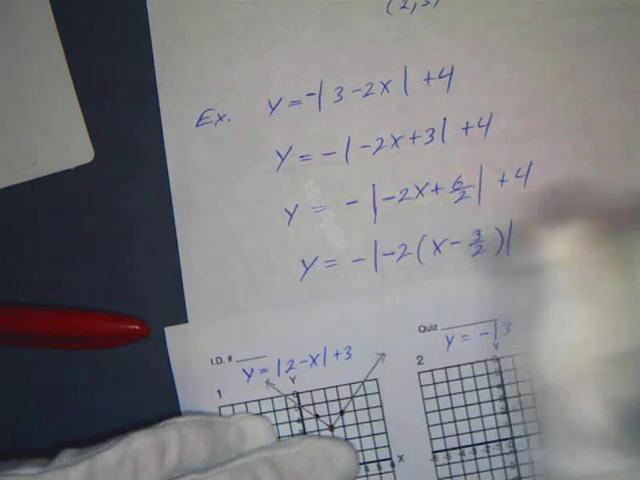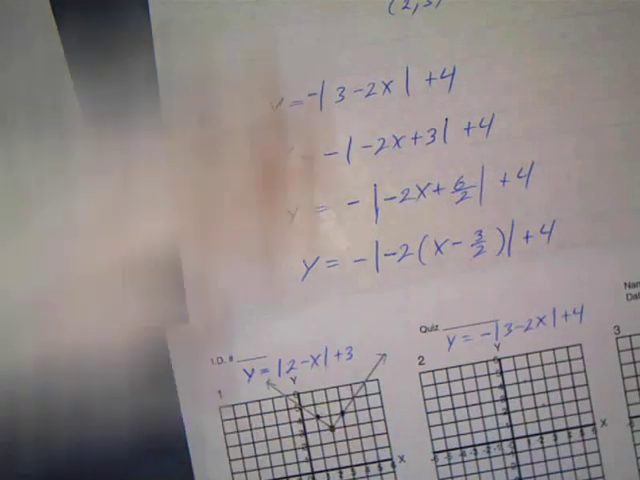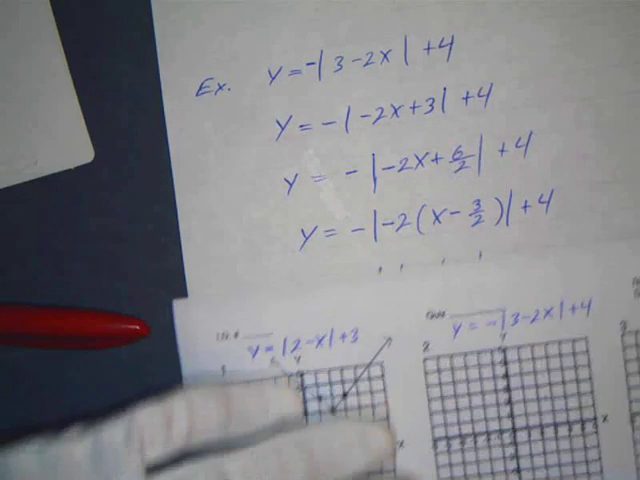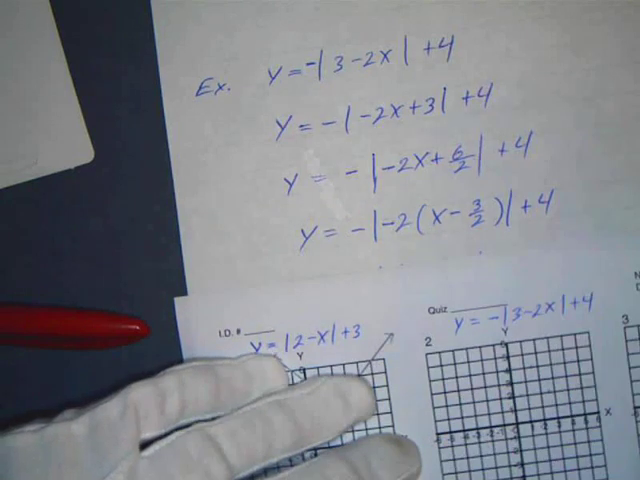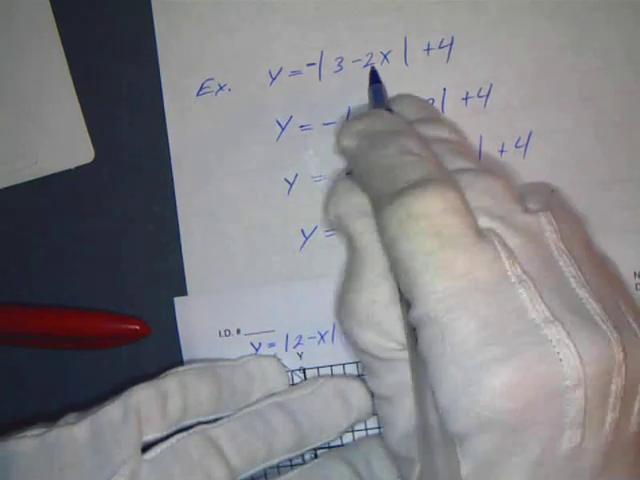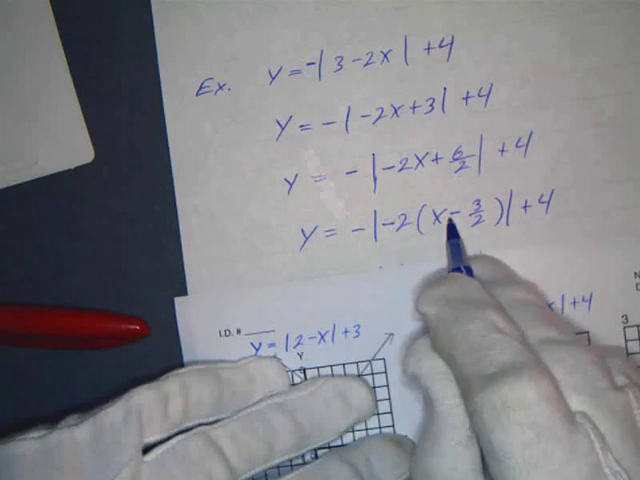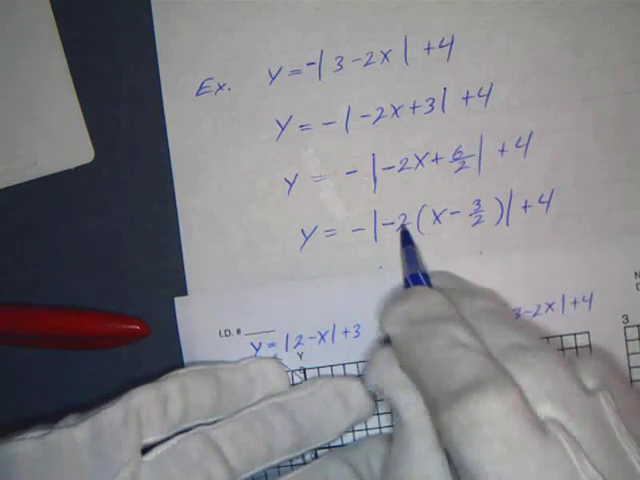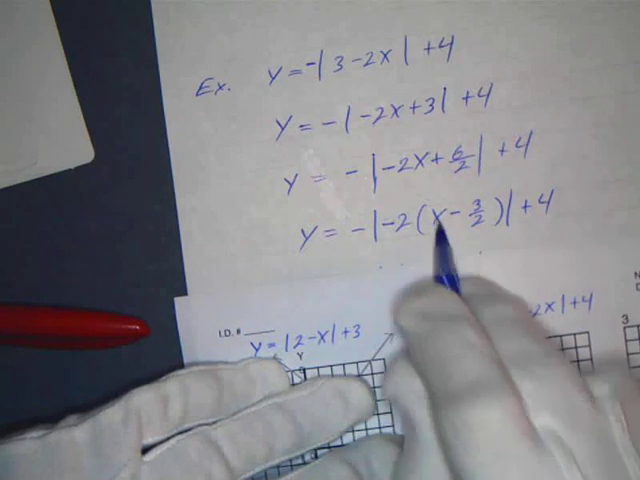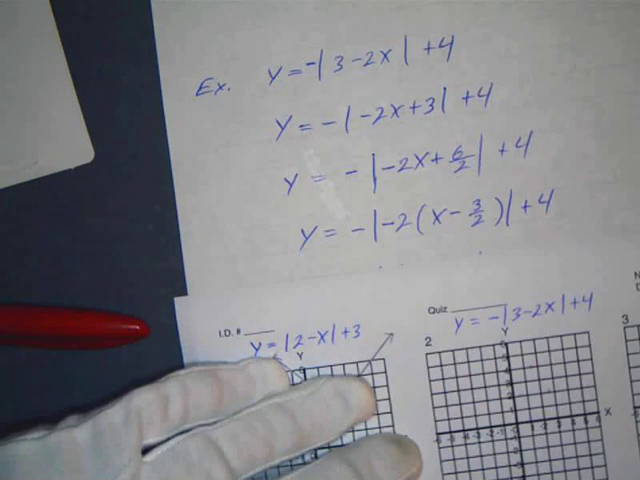absolute value, plus 4. Now remember, you always want to check it, because sometimes you can get misled a little bit. All right? So if I multiply this out, I get negative 2x, and there's my negative 2x, and a negative times a negative is a positive, and 2 times 3 over 2 is just 3, so there's my positive 3. So it checks out. Go back and check it out in one of these forms.